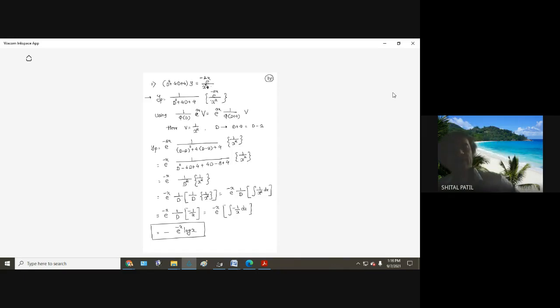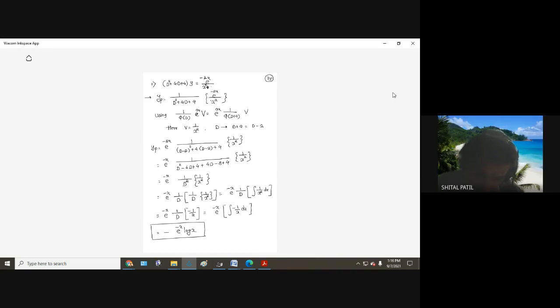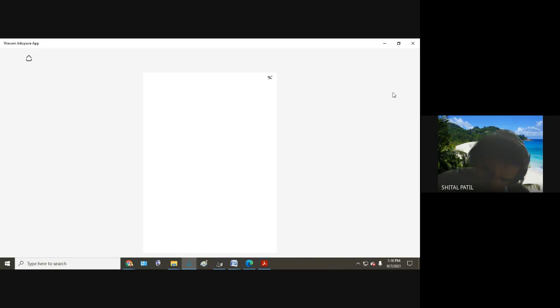E raised to minus x log x. This is the particular integral. Okay, let me solve one more example of the same type. Can I go to the next page? Hope everyone has written this. So particular integral is, here minus.